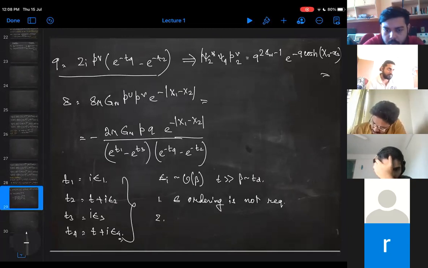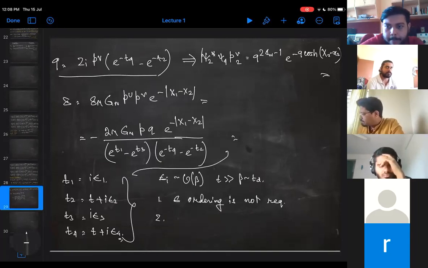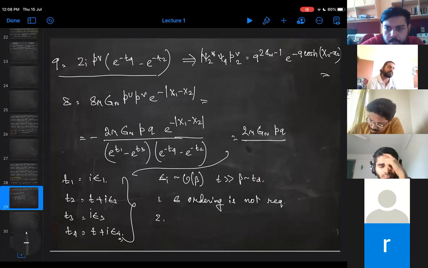So when you replace these ansatz in this formula, this becomes something like that. So this becomes 2 pi epsilon 13 epsilon 24 star. But these epsilon ij's are defined in this way.